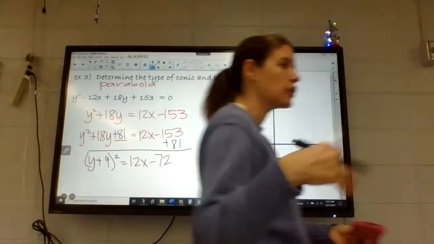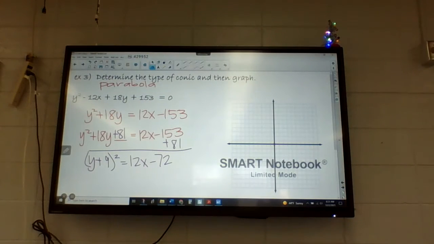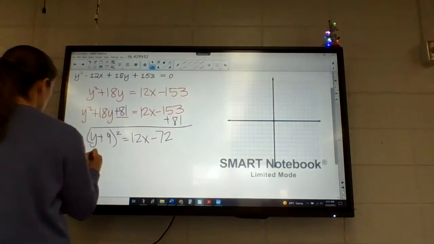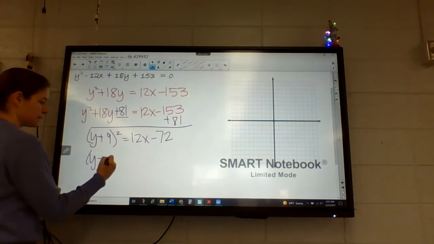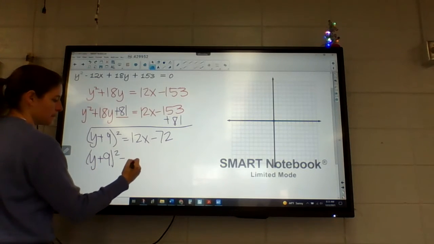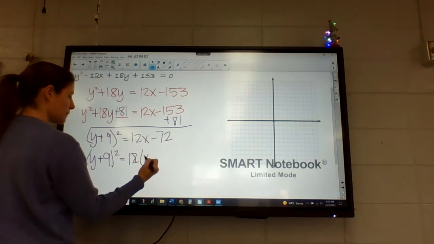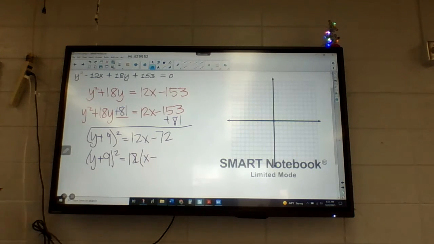Alright, so the reason this is a good number, because you're probably like, -72, that's a good number, is because we want to factor that 12 out, because that's going to help us to find our p-value for our parabola. That's 6.